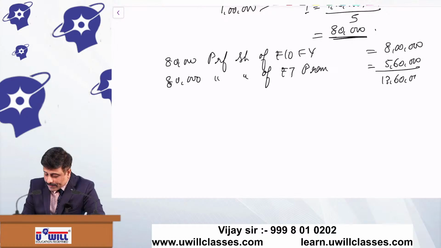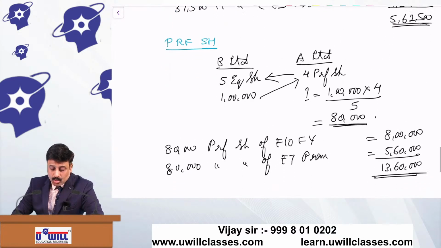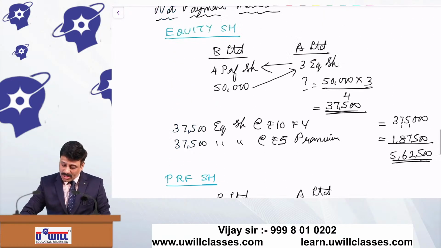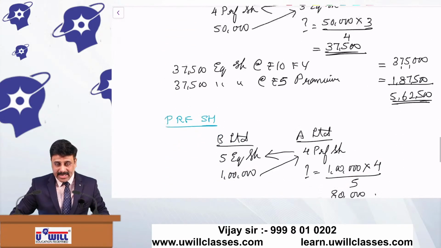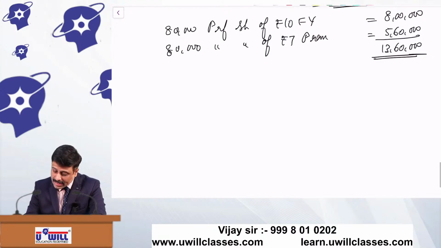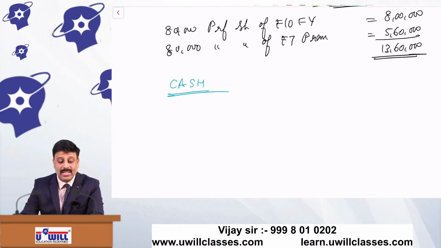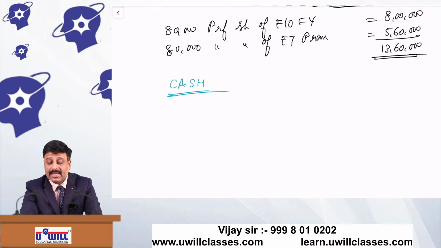13,60,000 will be the total payment done to whom? Equity shareholders, but in the form of preference shares. Okay, so in the net payment method, there are 3 modes of payment: equity shares, preference shares, and the third and last mode of payment is cash.